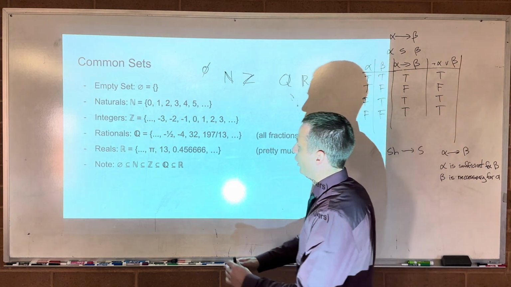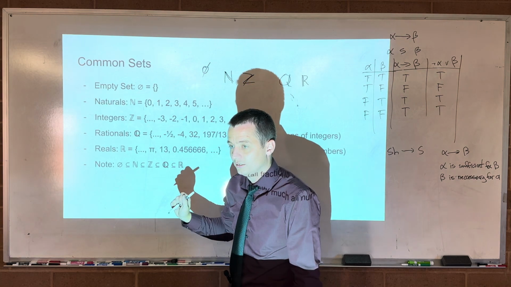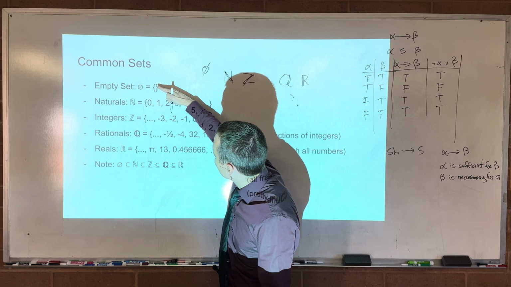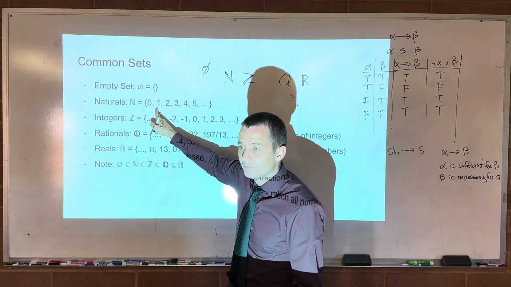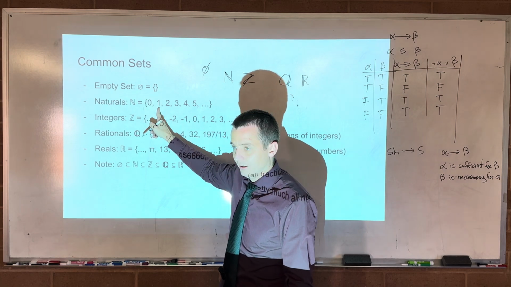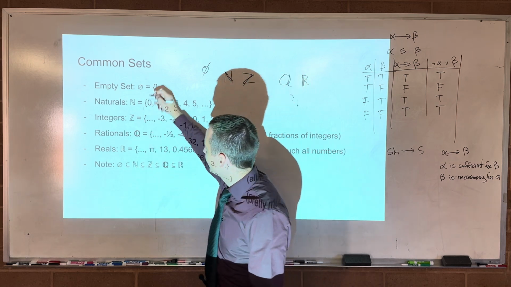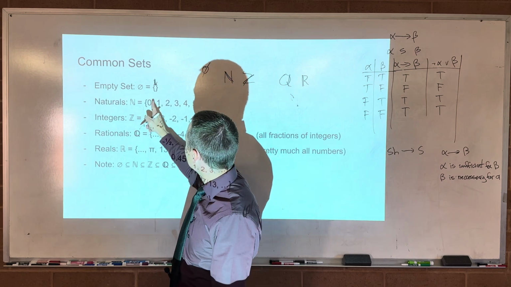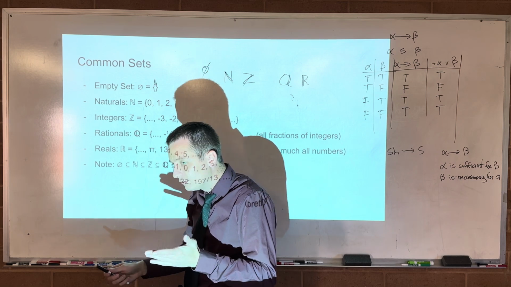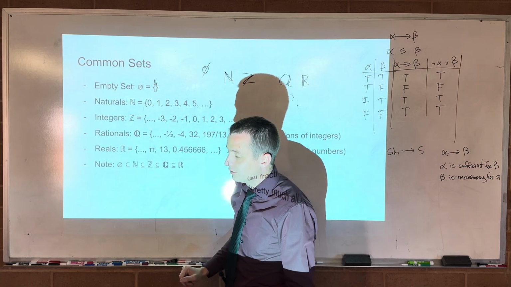Okay. Notice that the empty set is a subset of the naturals. Everything that's in here is in here. It vacuously satisfies the condition. Everything that's in this set is also in this set. You can't find anything in here that's not also in here. Because there's nothing in an empty set. So everything in here is also in here. So the empty set is a subset of the naturals.